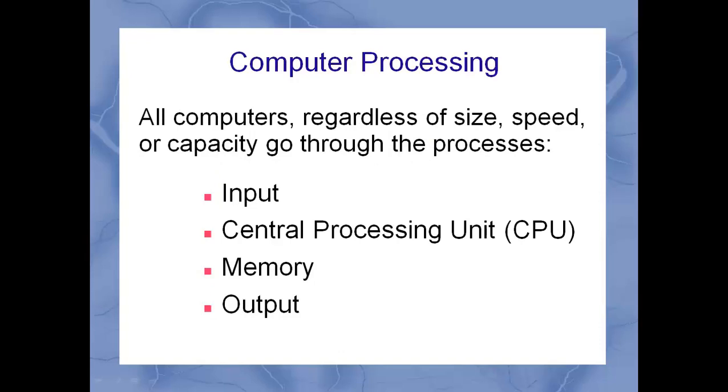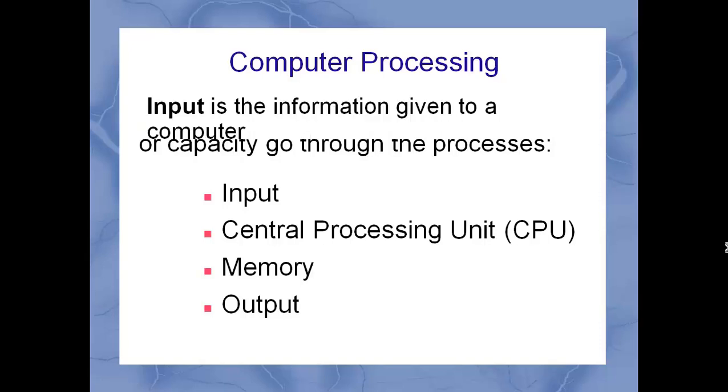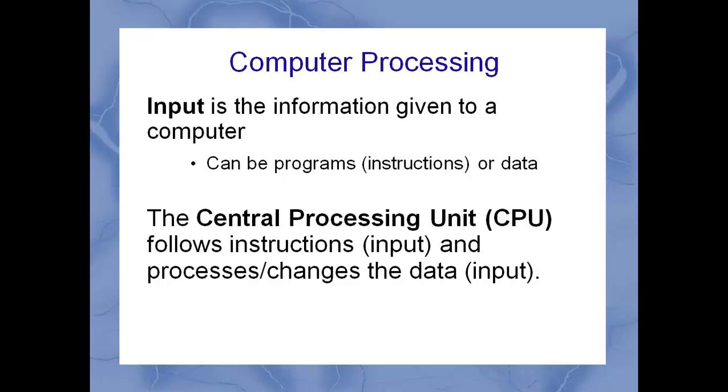So now when we're actually going to run a program on a computer, we have to do what's called computer processing. And there's a very specific way that computers do this. They always go through the process of input data, process it in the CPU, store it in memory, and output results. The input in this case is any information given to a computer. There's two types of information, recall from before. We have both the programs or instructions and the data used while those programs are running.